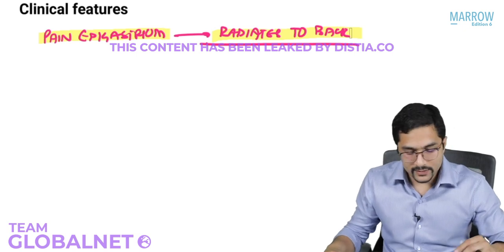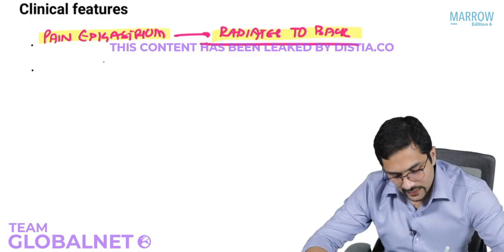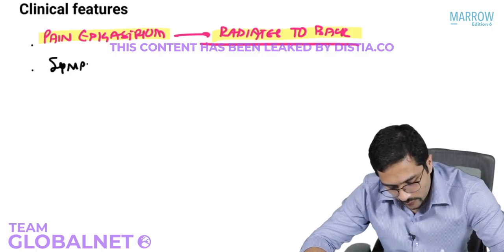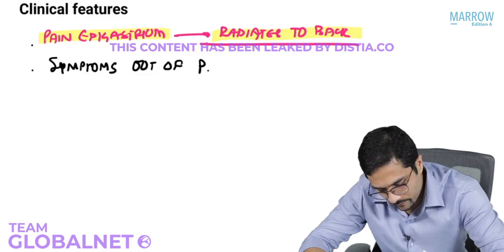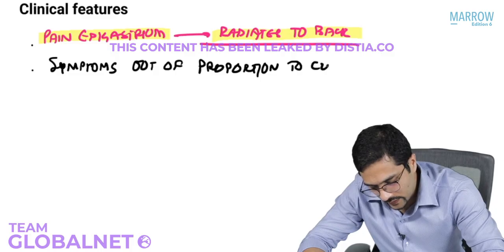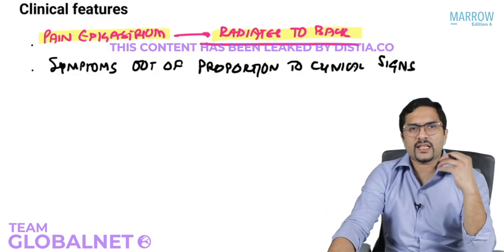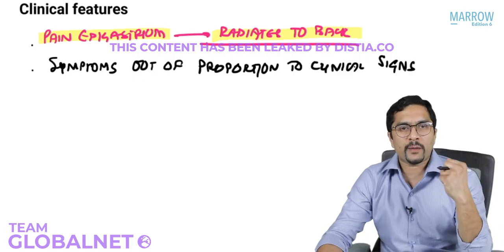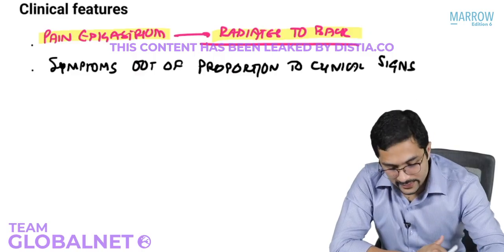of acute pancreatitis. Now, in addition to this, it has been seen that the symptoms are out of proportion to clinical signs. That means the patient will be wincing in pain. Patient will be saying he has a lot of pain. But when you palpate the abdomen, you will not see so many signs there.